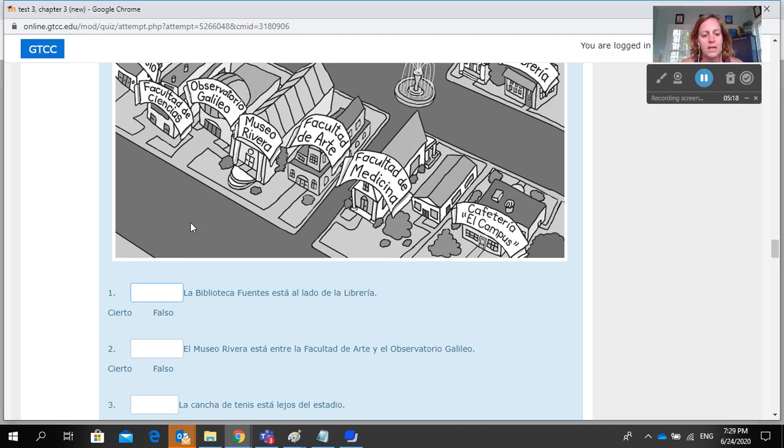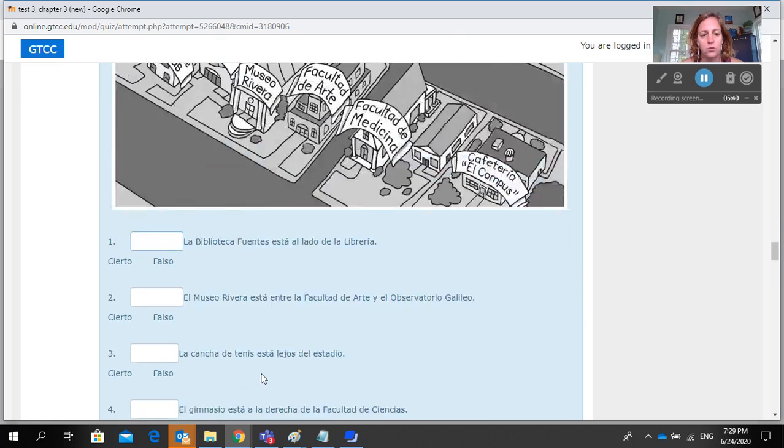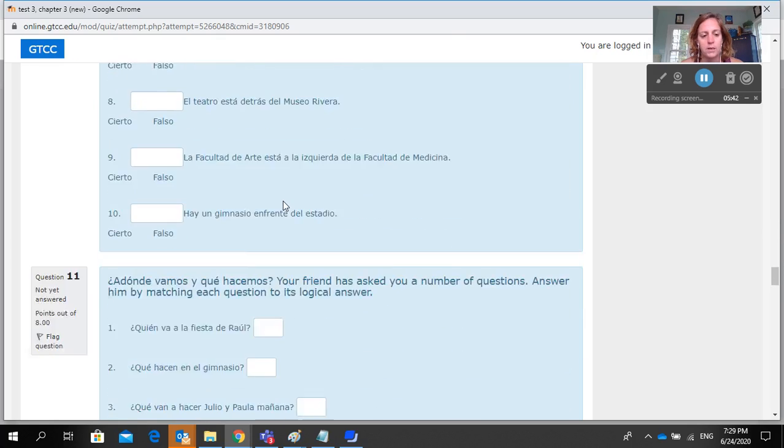And you're right here facing the campus. So like the museum is to the right of the observatory and the School of Science is to the left. So that's how you're oriented. Like you're right here facing forward. Okay, so you will decide whether these statements are true or false based upon what you see in the picture.